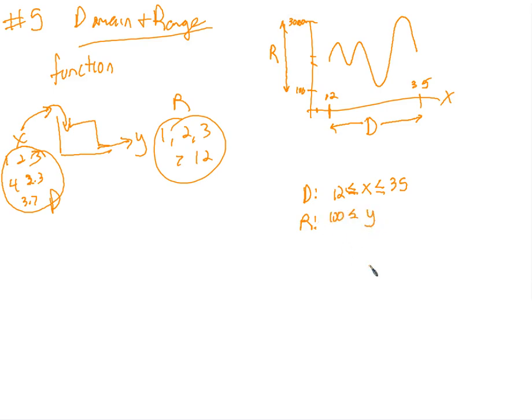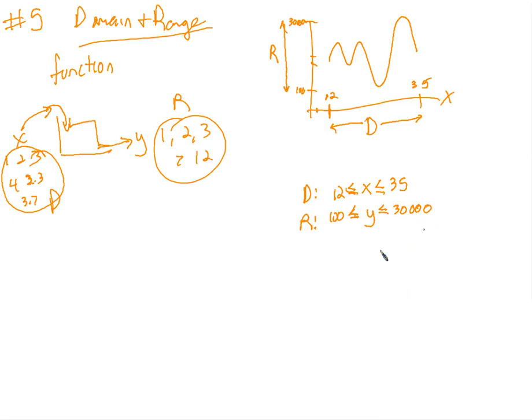And y takes on the value of the output. So we'll put y there. So y needs to be bigger than or equal to 100. But it can't be too big because it does have a limit on it. It can only be as big as 30,000. Okay. Great. There we go. There's the domain and range.